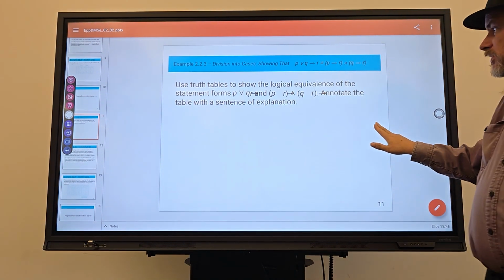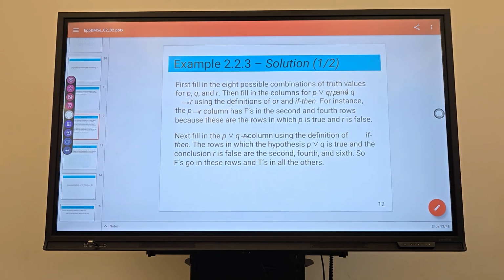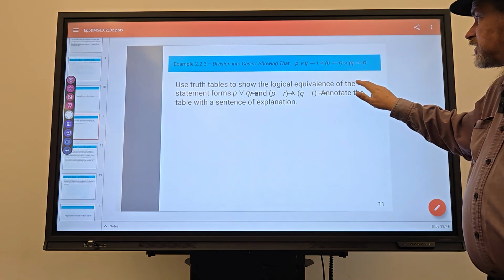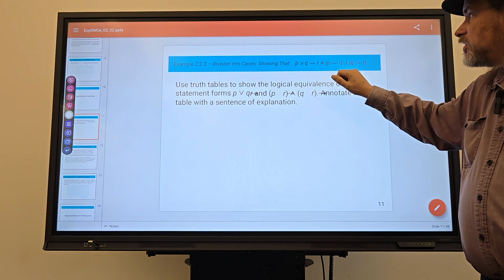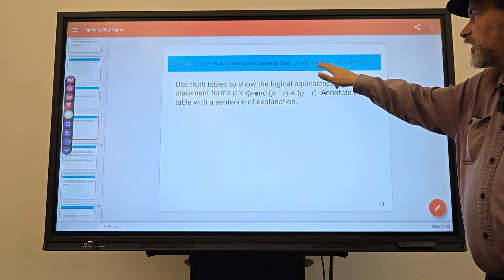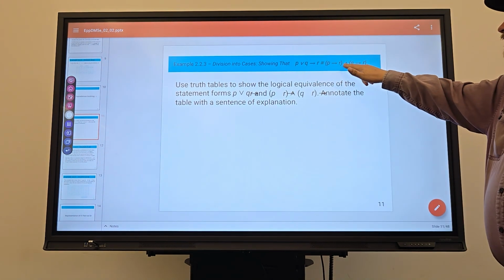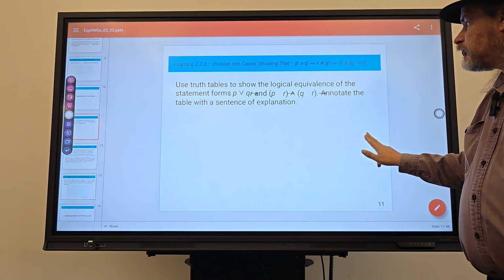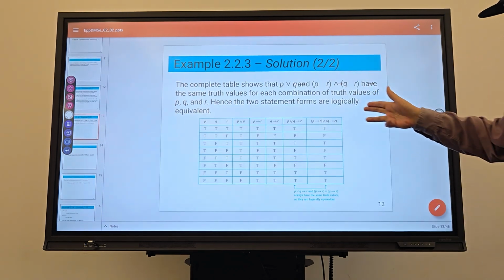All right. So first you fill in the 8 possible combinations of truth values for the variables. Then for each component element of the statement, you do a column. And then for each of the 2 statements, P or Q implies R, P implies R, Q implies R, and then the and of the 2. So you create this monster table here.